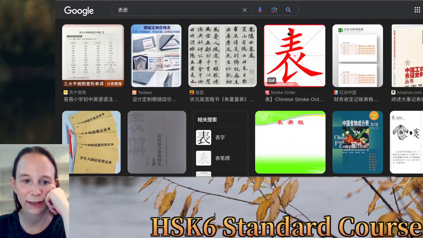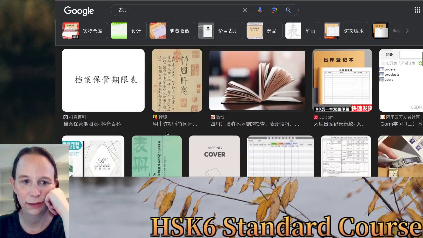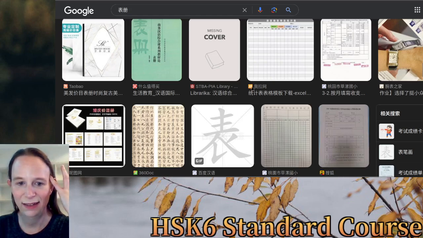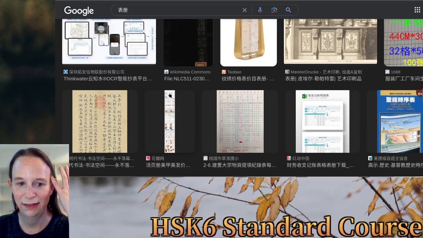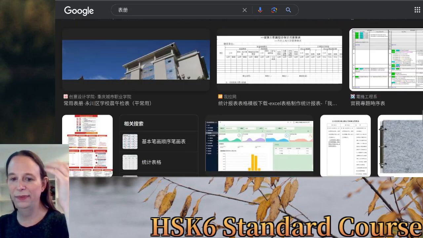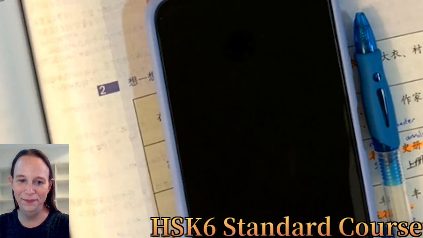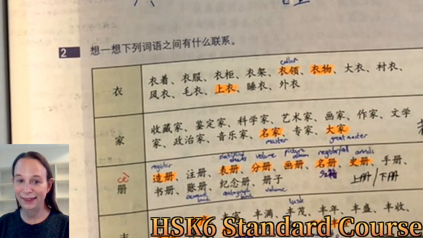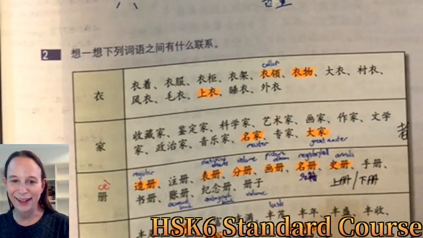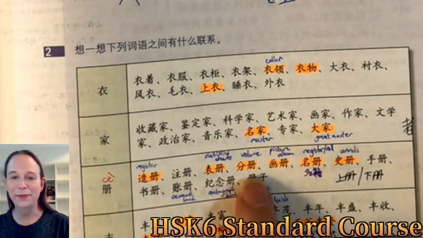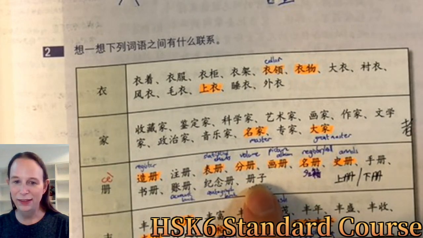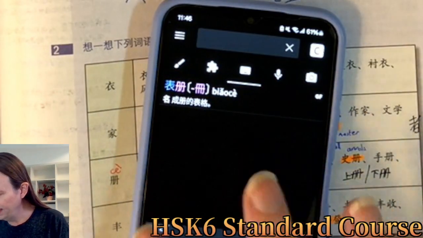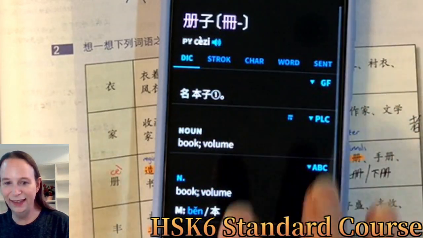I don't know what I'm looking at. Do you see 表册? Is this 表册? Yeah, I'm not sure what I'm supposed to do with this information. 表册. All right, it's a word. Statistical charts. Never seen this word in the wild. Okay, 分册 we talked about, but volume, this makes sense. And I assume 册子 is the same meaning. Yeah, book volume, 本子, yeah.